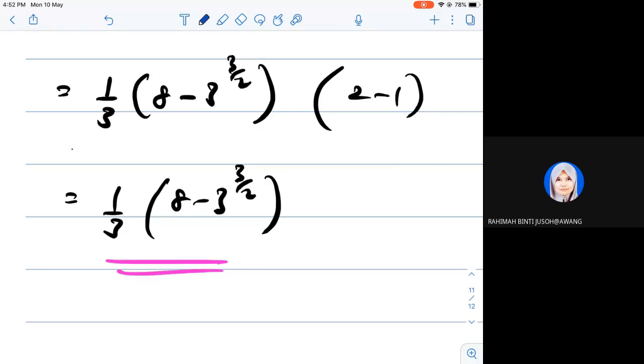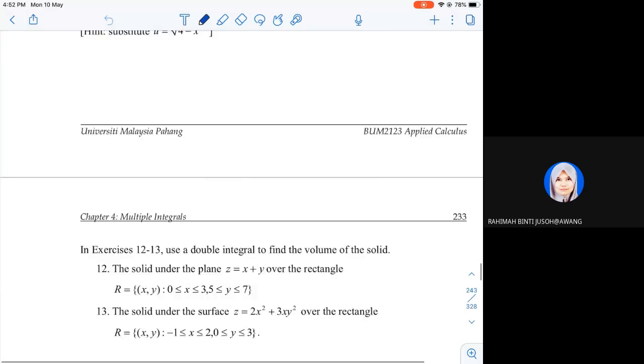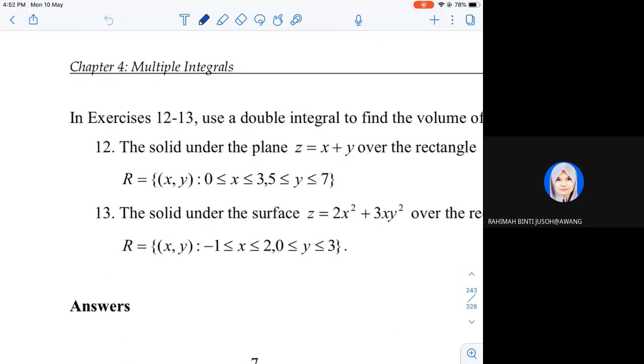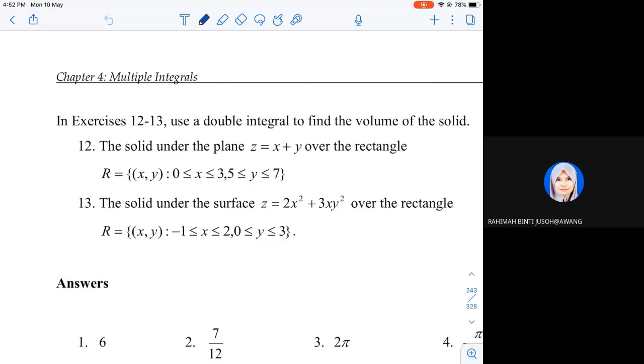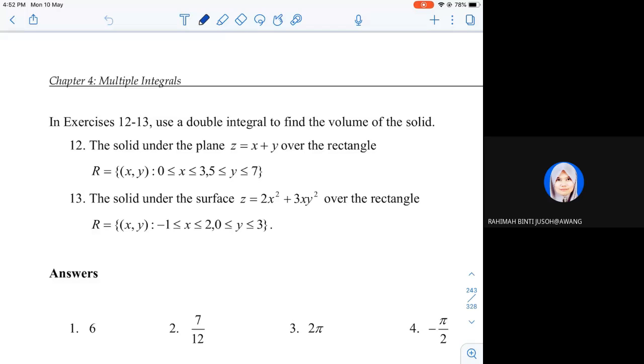Okay. Saya nak cari soalan area ni. Area. Ni. Oh, area pula, volume. Okay, let us do question number 13. Last question. Question number 13.